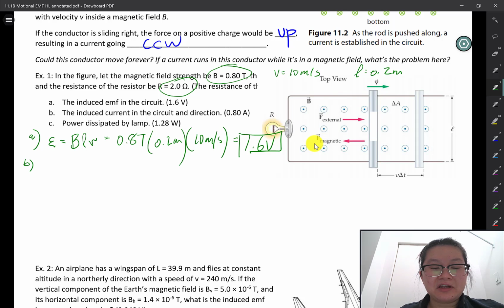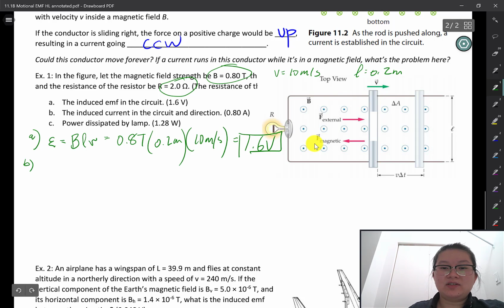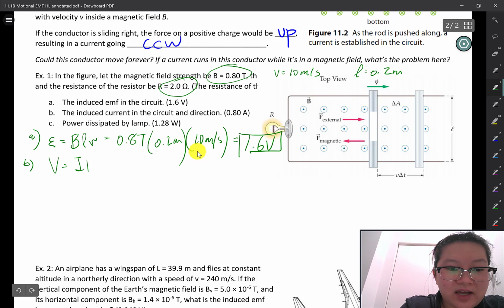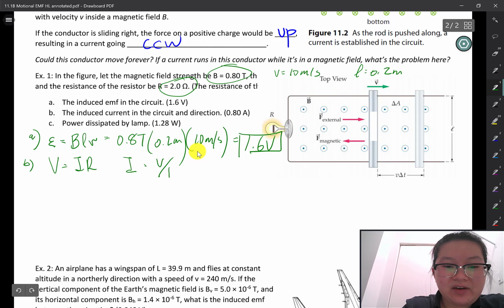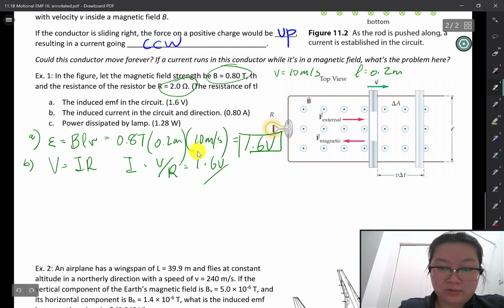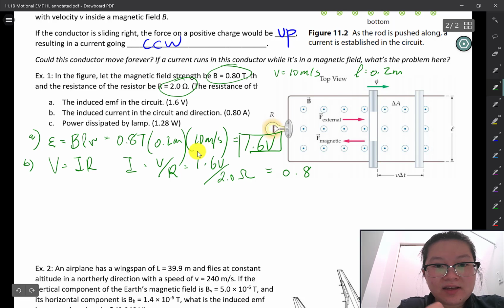Now the induced current in the circuit and direction. The current is produced because we have an EMF, so we have a potential difference. That means we're going to have a current going through this resistor, whose resistance is given. According to Ohm's law, V equals IR, so the current is V over R: the 1.6 volts we found divided by the resistor of 2 ohms. That's just dividing by 2, so 0.8 amps.